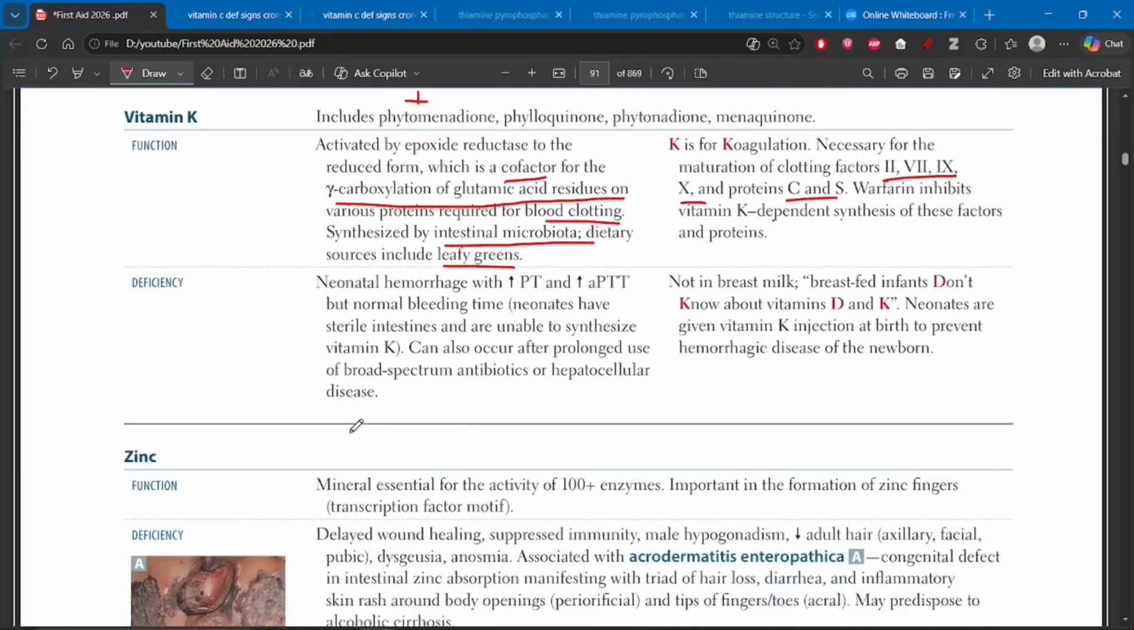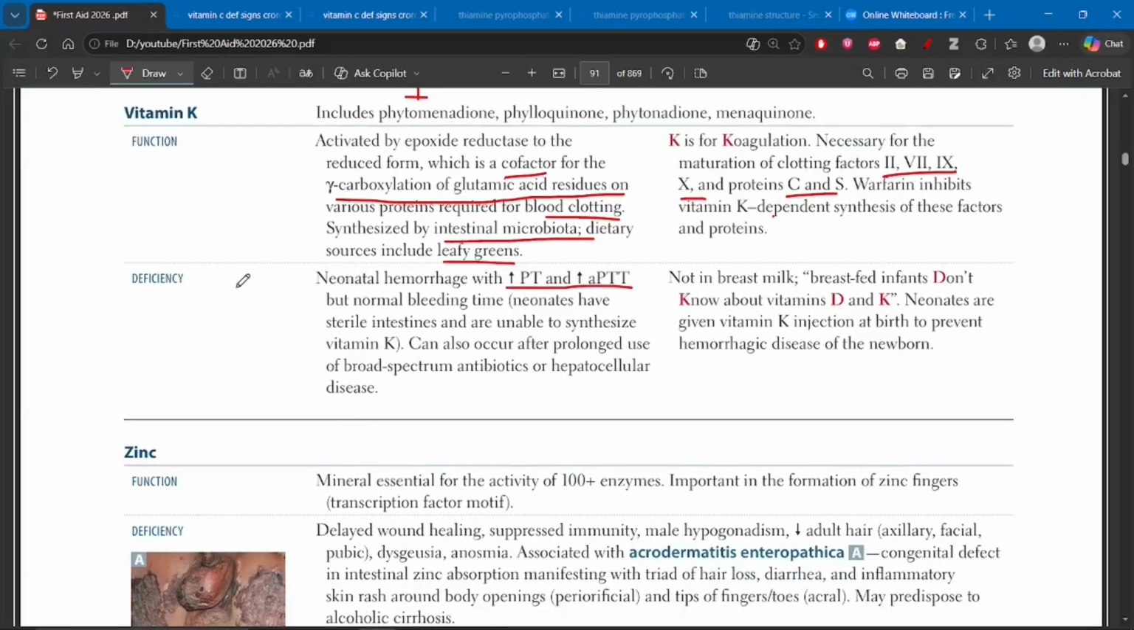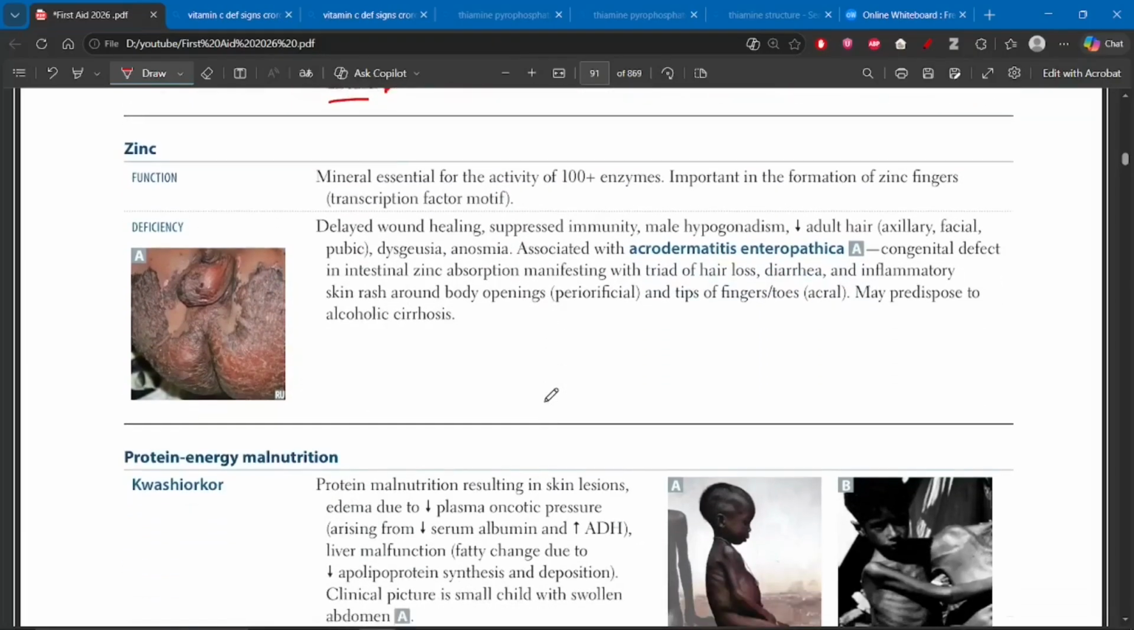Now, deficiency can cause neonatal hemorrhage with increased PT and aPTT. This is important. That's why we give a vitamin K injection to neonates, as they have sterile intestines and are unable to synthesize vitamin K. Vitamin K deficiency can also occur after broad spectrum antibiotic use or hepatocellular disease. So both of these are also very important for you to remember. Vitamin K is not in breast milk. D is also not in breast milk, as we've already discussed. So neonates are given a vitamin K injection at birth to prevent hemorrhagic disease of the newborn. Correct? I hope that is clear.